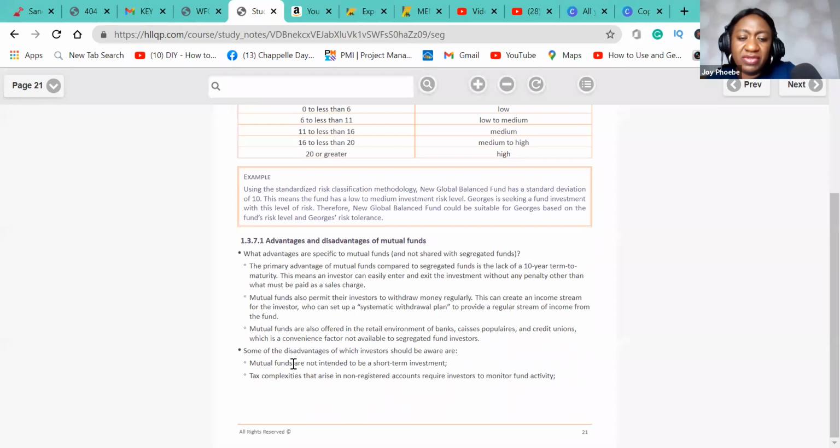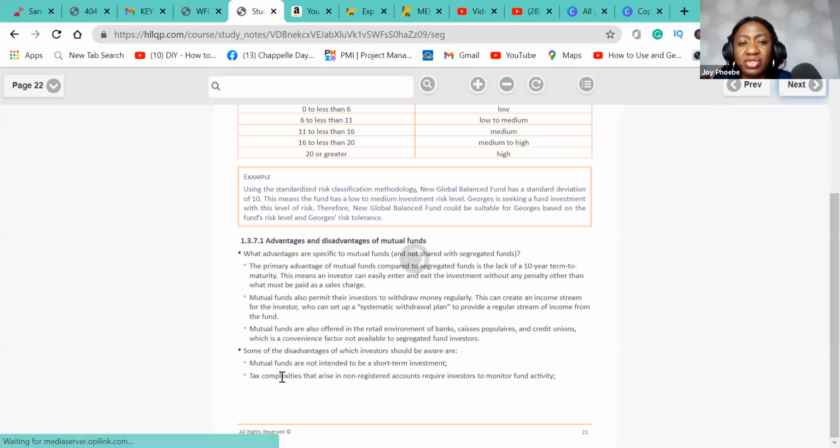Some of the disadvantages which investors should be aware of are that mutual funds are not intended to be a short-term investment. Tax complexities arise in a non-registered account, and that requires the investment to be monitored and funded adequately.